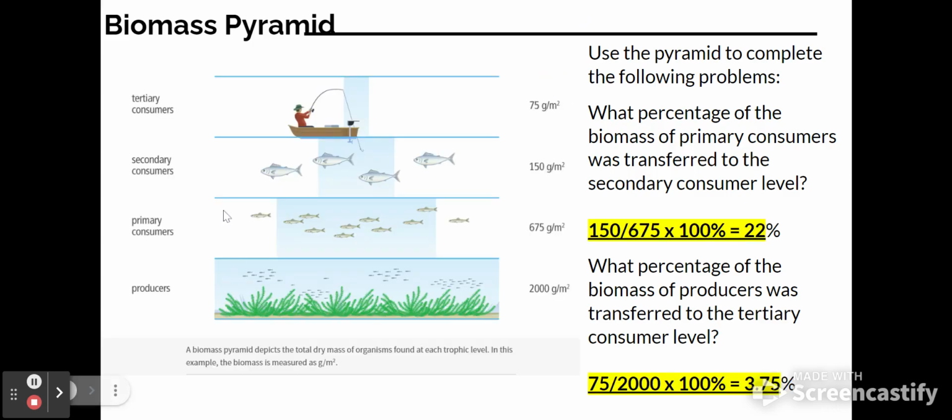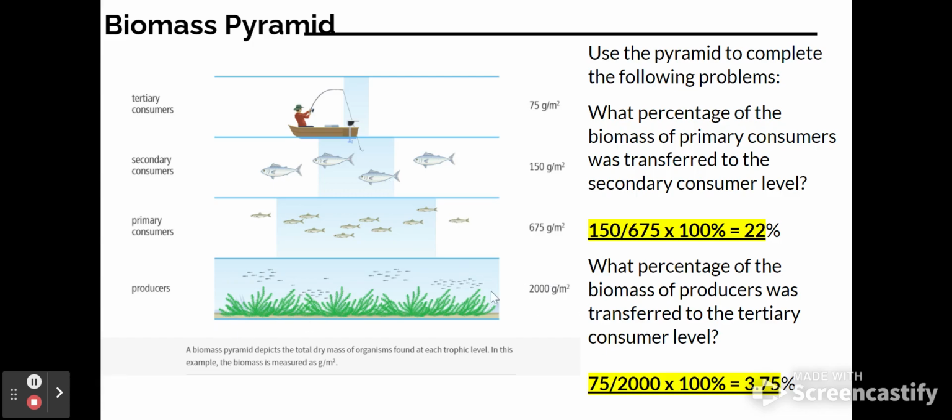So for this first one, we have 675 and 150. So we do 150 divided by 675 and times that by 100%. And that gives us 22%. So 22% of the primary consumer biomass went to the secondary consumer level.